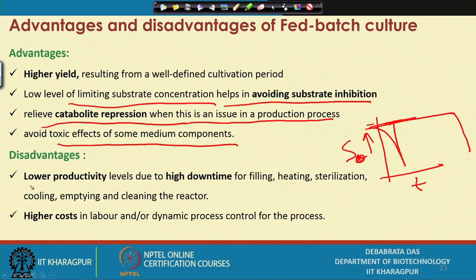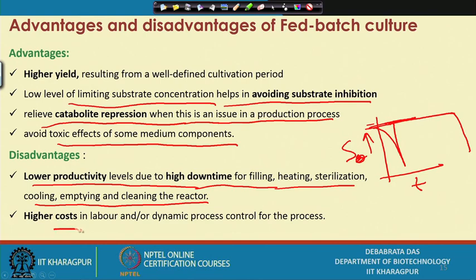The disadvantage of this process is a lower productivity level due to high downtime for filling, heating and sterilization, cooling, emptying and cleaning the reactor. So, it will require a lot of time, the downtime will be more, and there is a higher cost in labor, and dynamic process control of the process is required. So, this process is not as simple as your batch process. In the batch process, we have seen we take the material at a time, allow it to react, and after the reaction is over, you take it out.